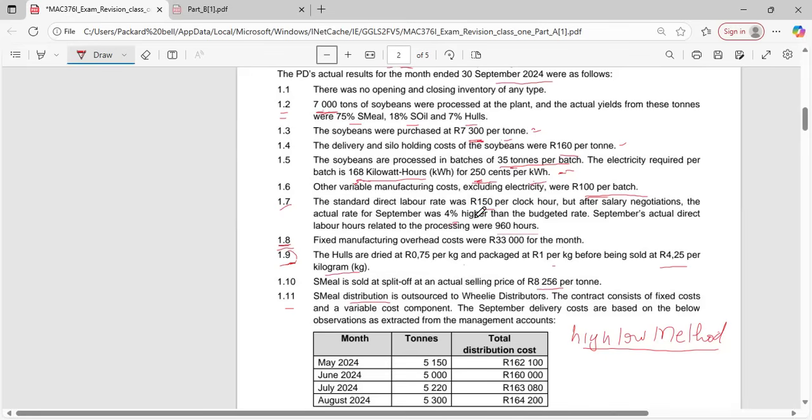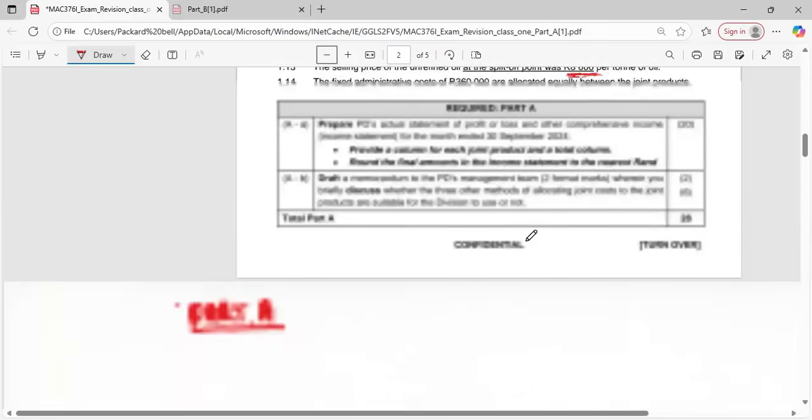That's the direct labor rate. Then we multiply by the number of hours. That's all what we need there. I don't think there's anything here. Then we'll check the fixed manufacturing overhead cost of 33,000. So let's check these two to our answer sheet.